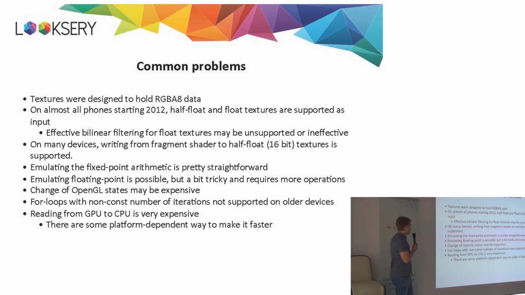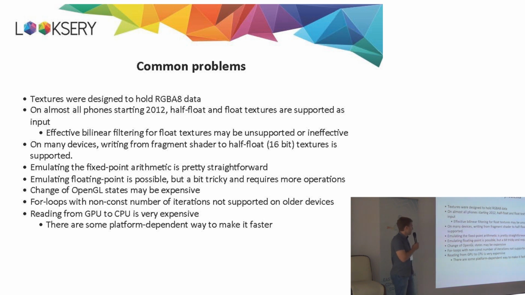encoding and decoding. The other problem is that OpenGL state changes may be very expensive, especially the render target change. In our practice, you can afford around 30 or 40 per frame if your device runs at 30 FPS. And another problem is that reading data from the GPU to the CPU is very expensive because it requires stalling the pipeline completely.